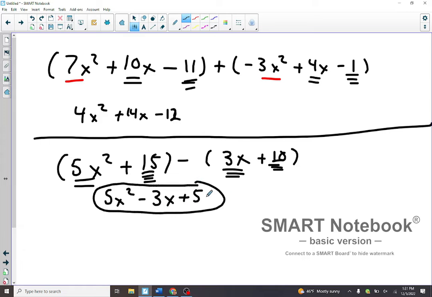So the negative distributes to everything on the right. It distributes to the right if you want to. It gets harder. I don't know. I like both.